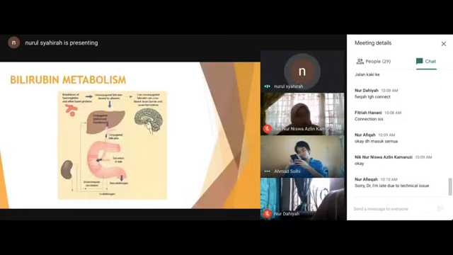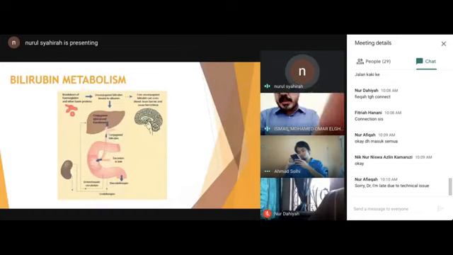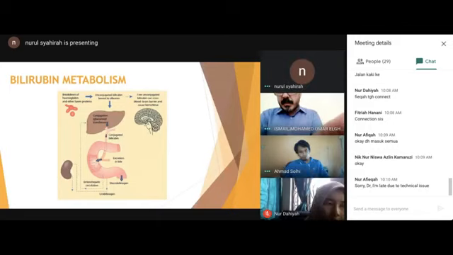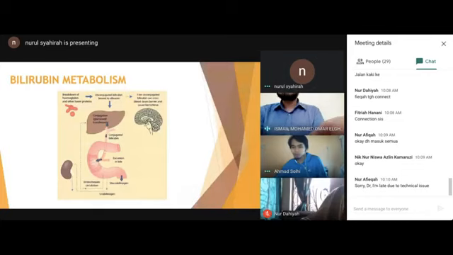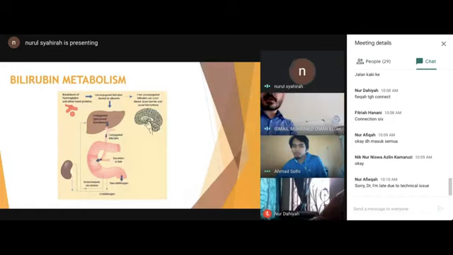For bilirubin metabolism, we need to go into more detail. Yes, we need to show a more detailed bilirubin metabolism because you made it simplified. Let's see it in detail. Bilirubin metabolism is very important, so I want you to know it in detail.